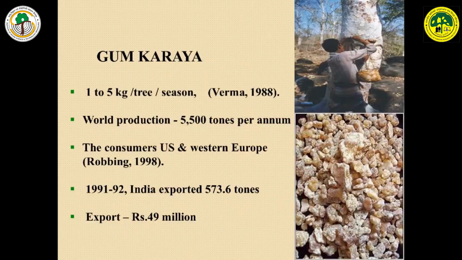Gum karaya, as all of you know, comes from the drier parts of the country. Andhra Pradesh is a huge producer, and Andhra Pradesh and north Karnataka produce the maximum gum karaya. Gum karaya is used in all condiments. So this is a huge market again. Regularly people are involved in the collection of gum karaya.